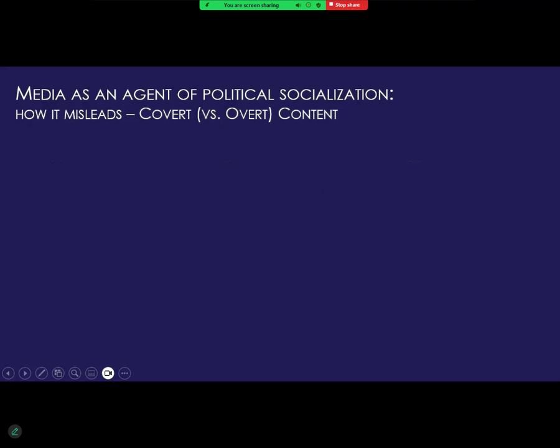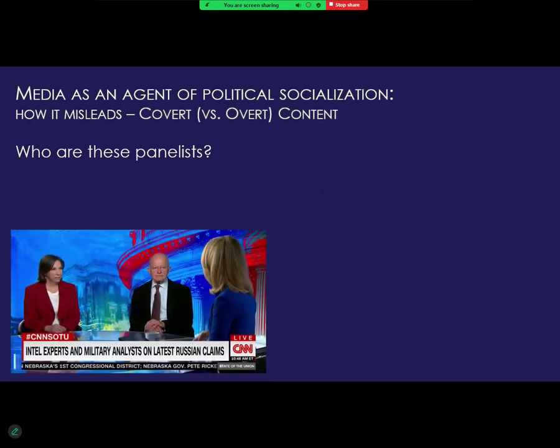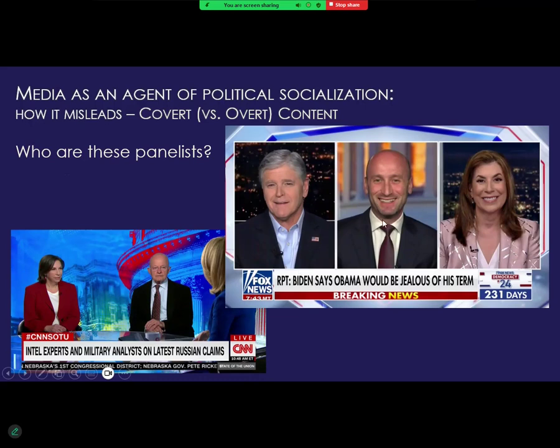Another way media can be misleading is through using covert content, and that often happens through panelists. So I'm going to show you two pictures from two different television news outlets. They also have an internet presence. But so here's CNN, and you see these official-looking, well-dressed panelists. Here's Fox News, same thing, very professional, well-dressed panelists.